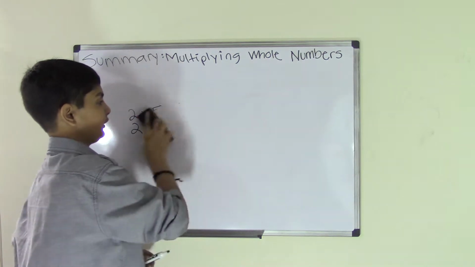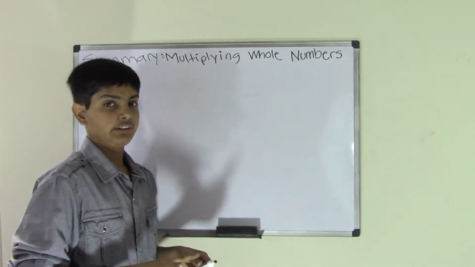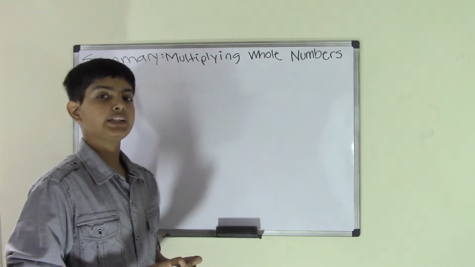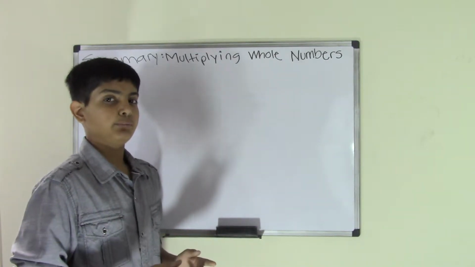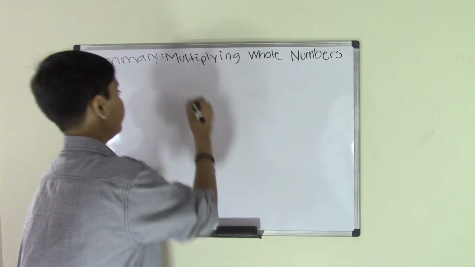This also brings us to our next chapter, which is 2 digit by 2 digit multiplication. Now 2 digit by 2 digit multiplication is pretty much the same as 1 digit, but it has more numbers. So let's go ahead and write an example.